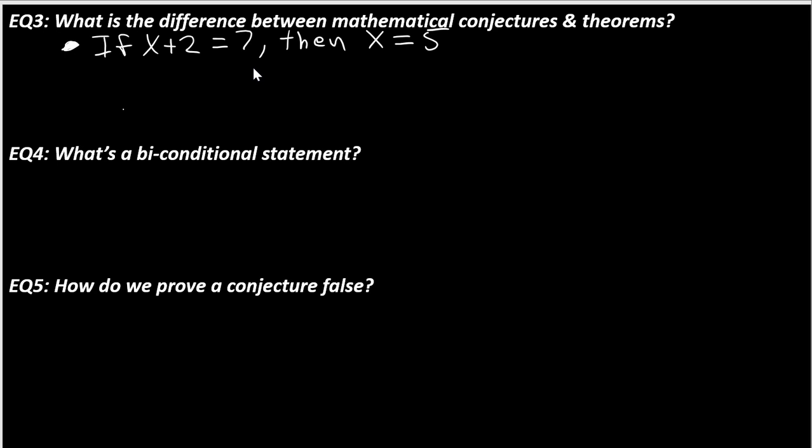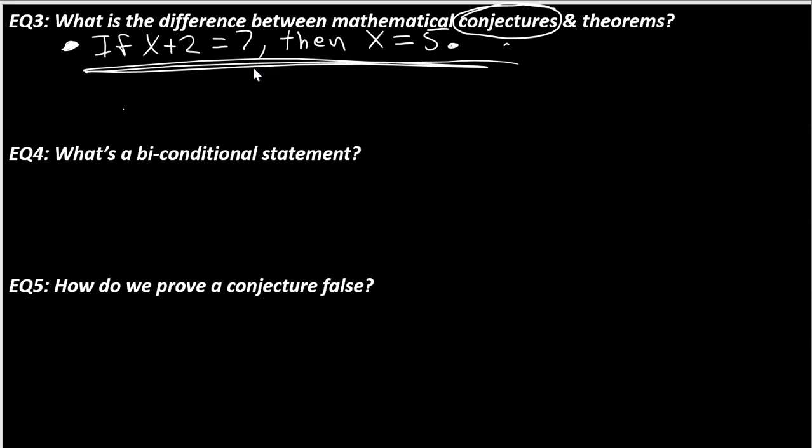Okay, so what I have right now, this is a conditional statement. It's a mathematical conditional statement. I haven't proven if it's true or false yet, right? So any conditional statement that has not been proven true is called a conjecture. Right now, this conditional statement is a conjecture because it has not been proven true, right? Now, if I go ahead and prove it true, okay, so if I take x plus 2 equals 7, if I solve this equation by just subtracting 2, x is in fact equal to 5.